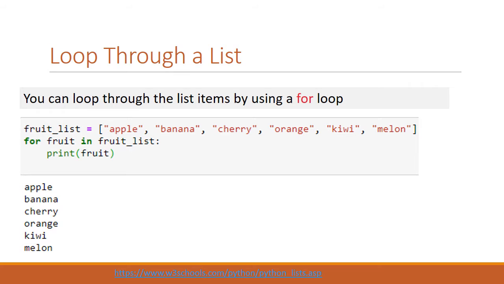Leveraging a for loop, we can easily access each individual item within a list. So in our example, our fruit list is assigned the values apple, banana, cherry, orange, kiwi, and melon. If we want to access each one of those items within the list individually, we can loop through that list using a for loop, assigning the variable fruit each item one by one until each item in the list has been accessed. So we have for fruit in fruit list, print the fruit.